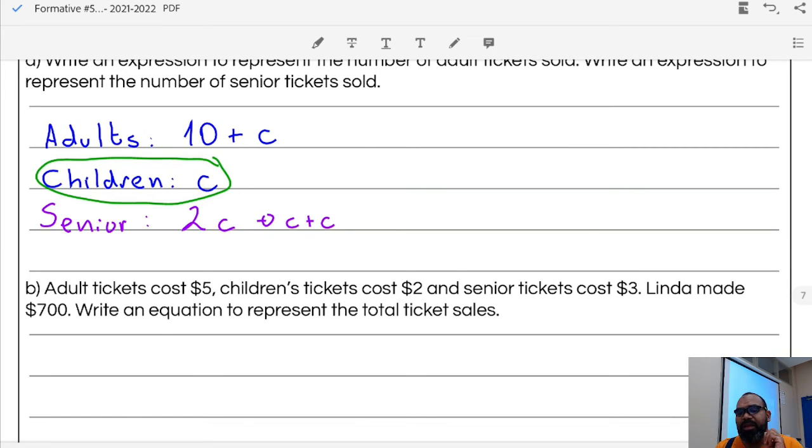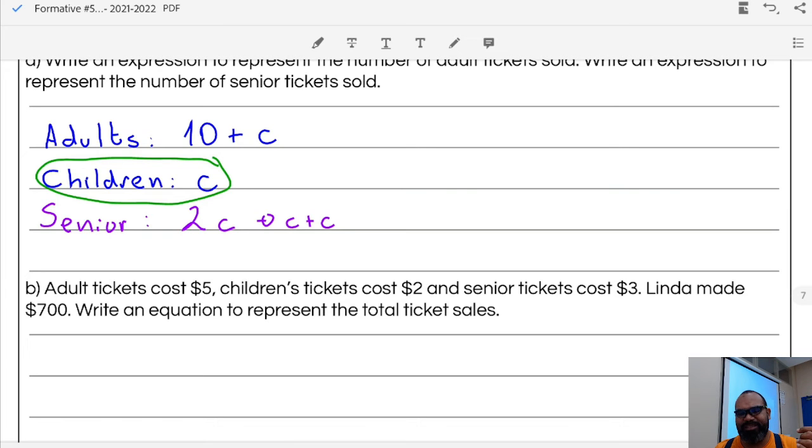I have two important pieces of information here: the cost of each ticket for adults, children, and seniors, and the profit. If I have just one adult, how do I know the profit? Easy, 1 times 5 is 5. If I have 2 adults, 2 times 5, the profit is 10. With 3 adults, 3 times 5, the profit is 15.